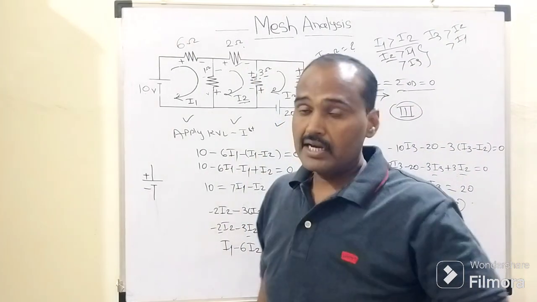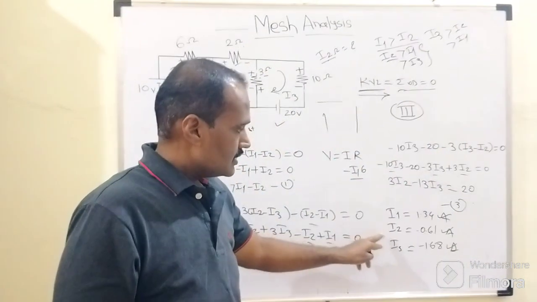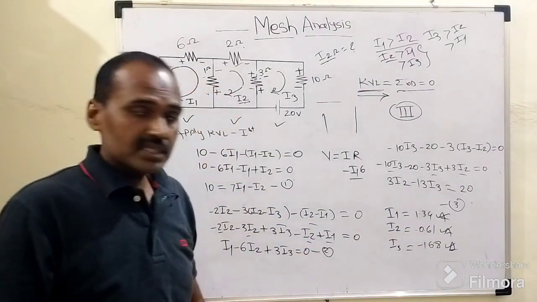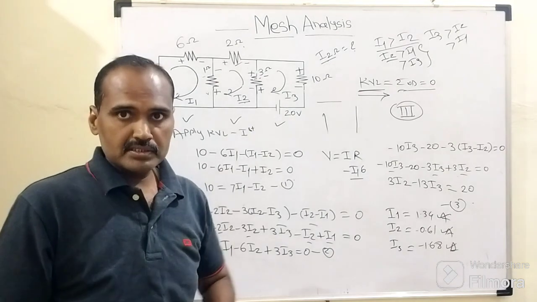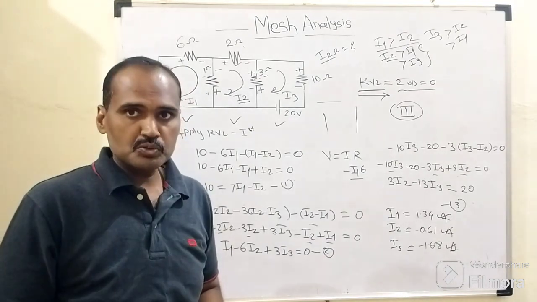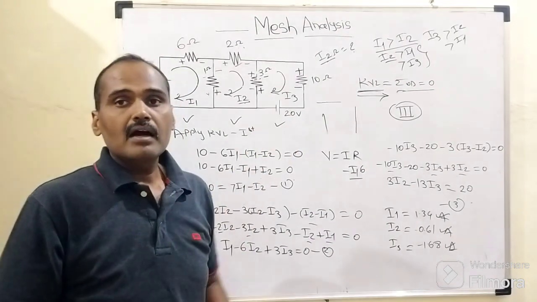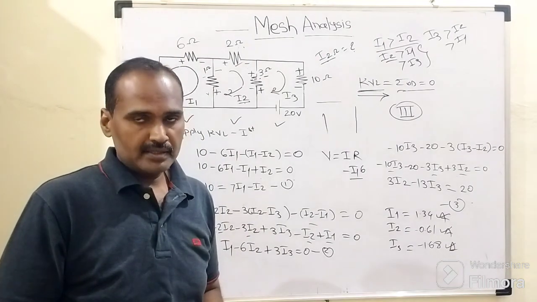Which means the current flowing through this 2 ohm resistor is minus 0.61 ampere. So this will be the answer for this numerical. Right. So I just hope you have understood all these things belonging to this loop analysis. Thank you.